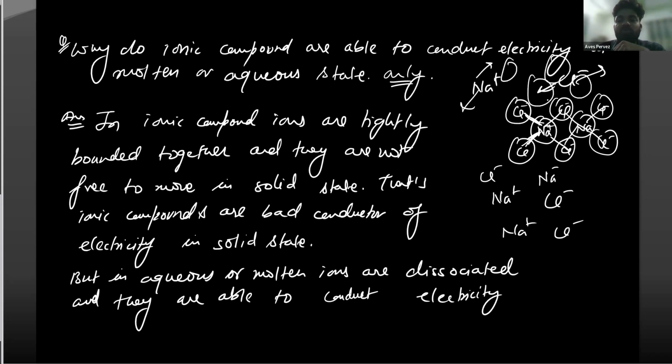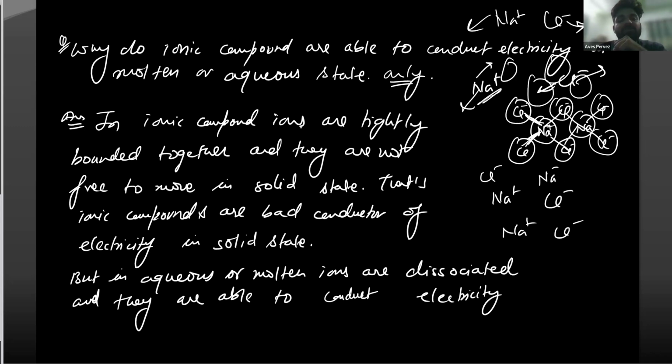When they are solid, their ions are not able to move freely, because Na positive is stuck and Cl minus is stuck. The charges are not able to move, so electricity will not be conducted. If they are free to move, then they are able to conduct electricity. So how can they become free? By adding in water or by making it molten, in liquid state. In liquid state, ions are free and able to move.